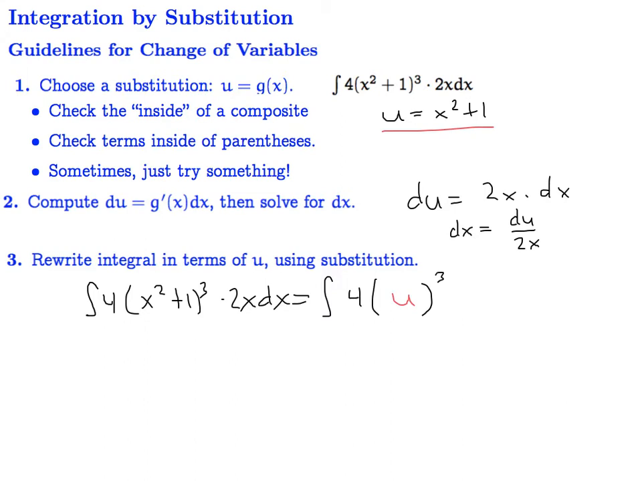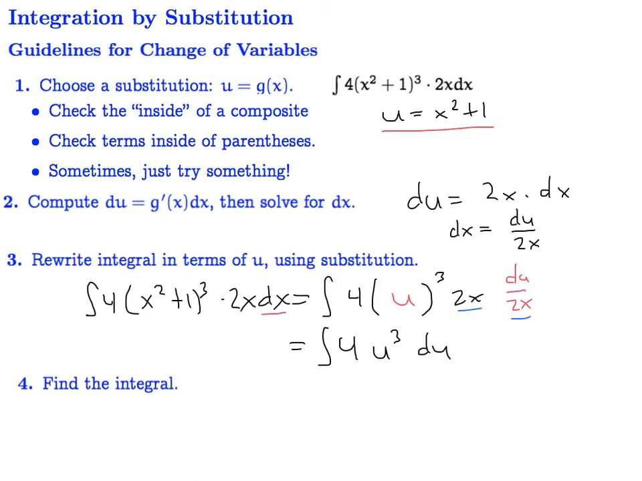The 2x for now will stay around, but I'm going to also now replace my dx with a du over 2x. And the reason I wanted to do that is because now I have the integral of 4 u cubed, and the 2x's we can see will cancel, du. So it's always a matter of just replacing everything so that where we have no x's, we're all in terms of our new letters.